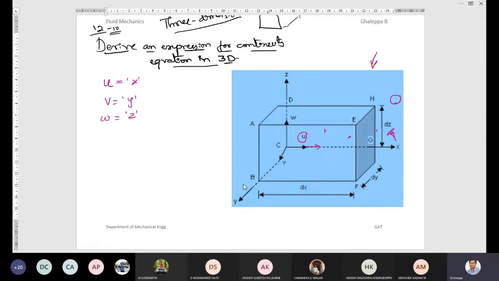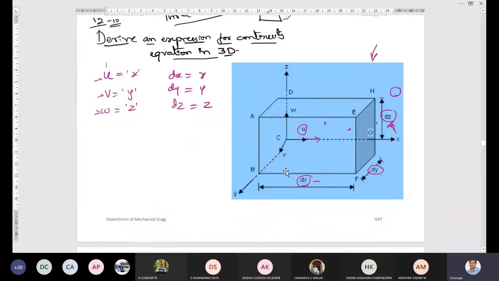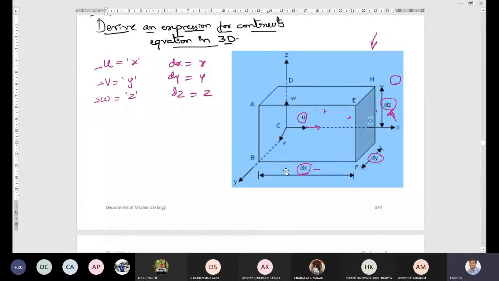Second point, able to understand what I said? Okay, dx, dy, dz are the lengths of the fluid element in x, y, and z direction. Second point, the velocity in x direction is u, in y direction is v, and in z direction is w. Why am I repeating it again and again? It is very important, because if you don't understand what dx, dy, dz are, it will be very difficult to understand the next step.